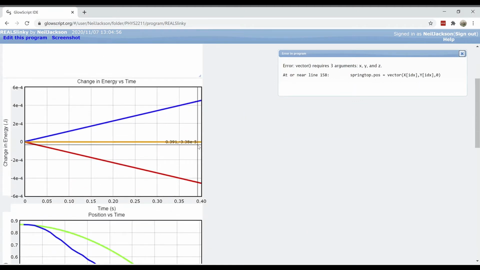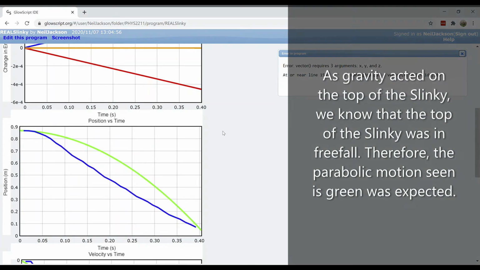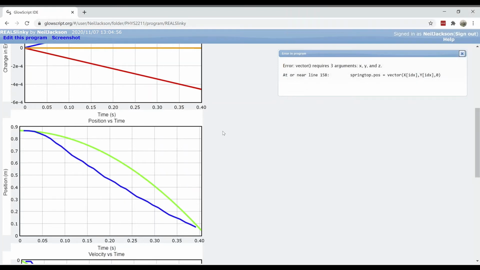The energy graph is what we expected, with delta E remaining constant at 0, delta K increasing linearly, with delta UG decreasing linearly. So our position versus time graph makes quite a lot of sense actually. We have our predicted motion in green, which makes sense, and we have the true motion from tracker in blue. It matches nicely up top, however, it quickly deviates from our predicted motion due to dissipative forces.